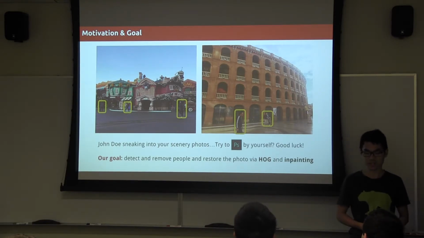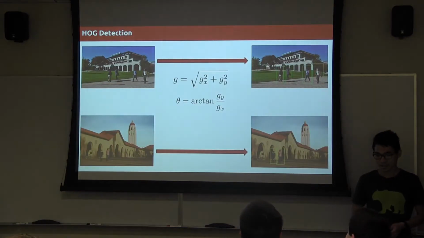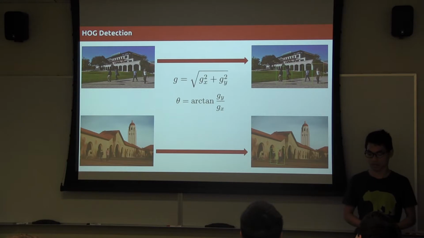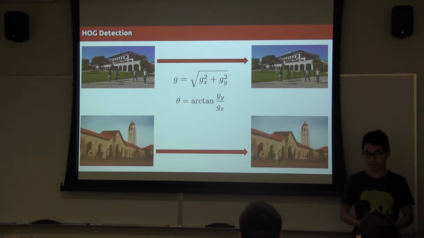Our project proposes a pipeline to automatically detect people and remove them from photos. The first step in the pipeline is detecting people in the images. Naturally, we turn to a HOG detector to perform the task. As you can see from the image, people walking or standing in front of the speaker and the main quad are detected and marked with green bounding boxes. After obtaining the bounding boxes, we can create masks to perform inpainting.